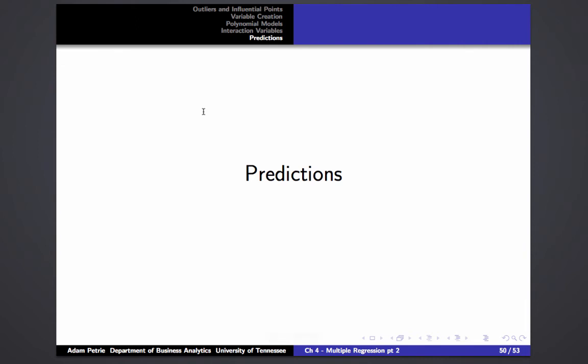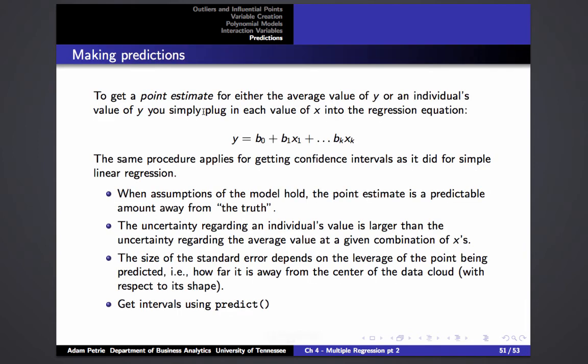Okay, so last little bit, making predictions in the multiple regression context. It's just like simple linear regression where we get our best guess just by plugging in the values of our predictor variables into the regression equation. And the same procedure applies for getting confidence intervals and prediction intervals. We know that our best guess, what we get from plugging in the values of x's, isn't going to be equal to the truth, but it's going to be close.